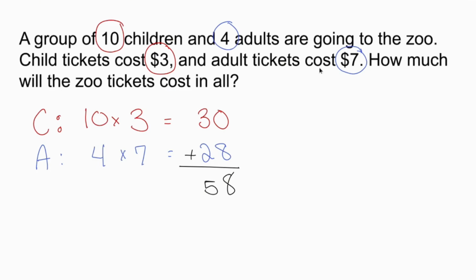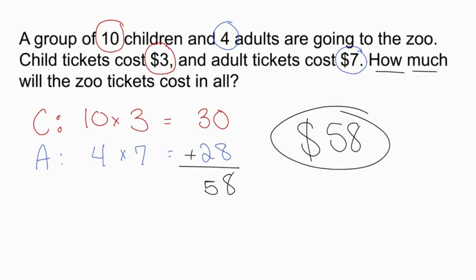Now, since this is a word problem, we need to answer with words or units. How much will the zoo tickets cost in all? Well, $58. And that's our answer.